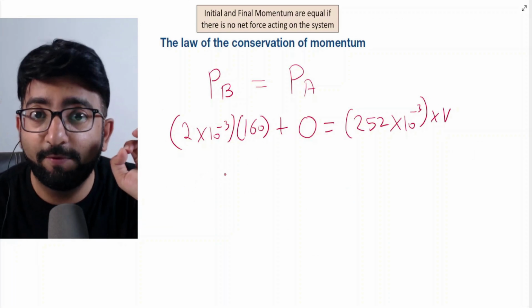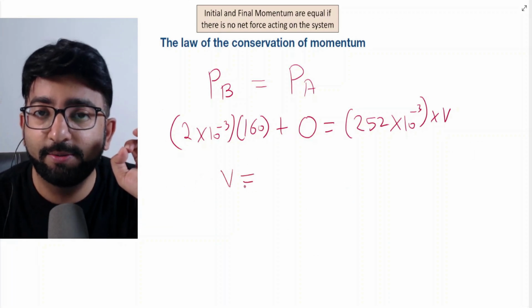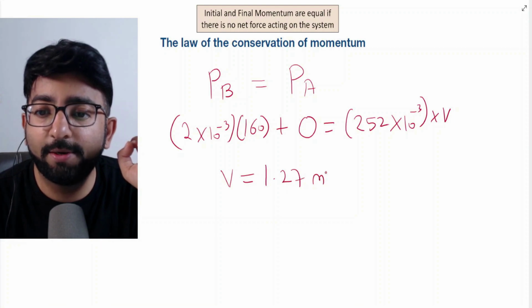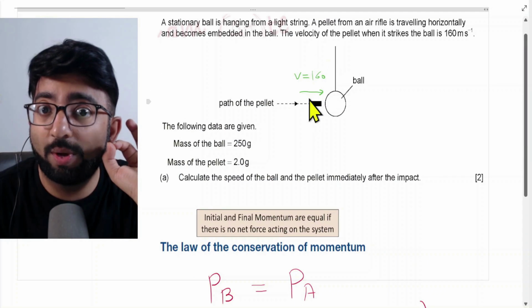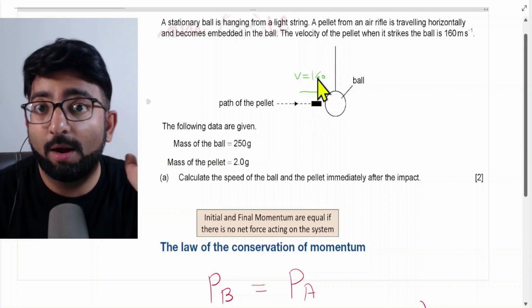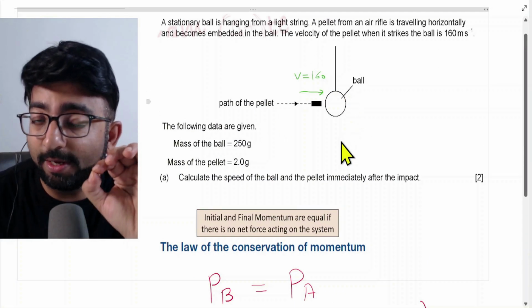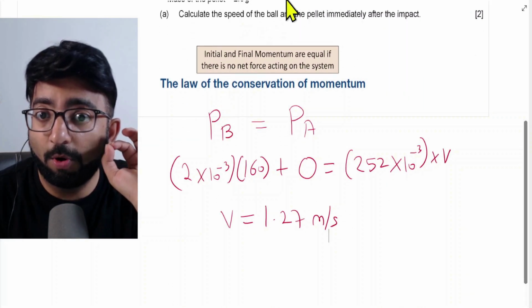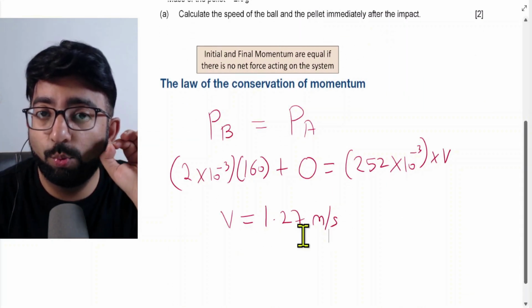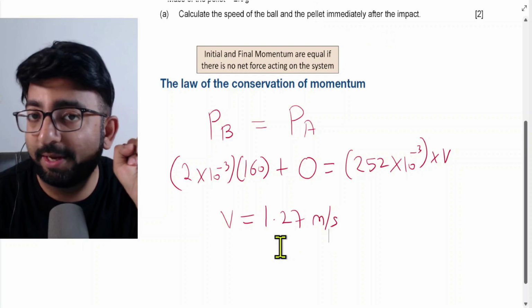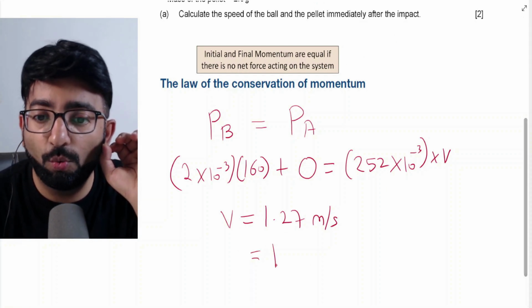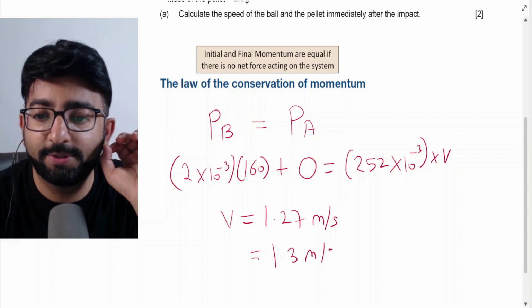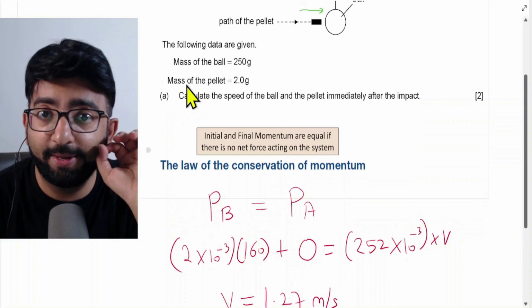And if we solve this, we will get the value of V as 1.27 meters per second, which means initially the pellet was traveling at a 160 meter per second speed. Afterwards, when the pellet goes inside the ball, then speed of the ball and the pellet after the impact is 1.27 meters per second, which we can round to two significant figures to 1.3 meters per second. And that's the answer for part A.